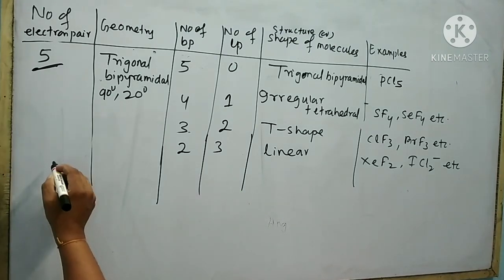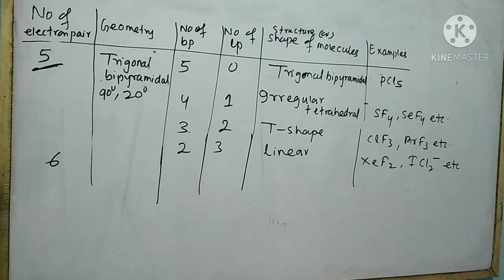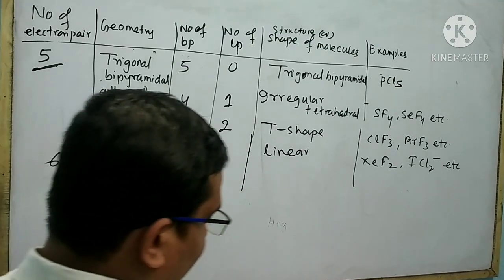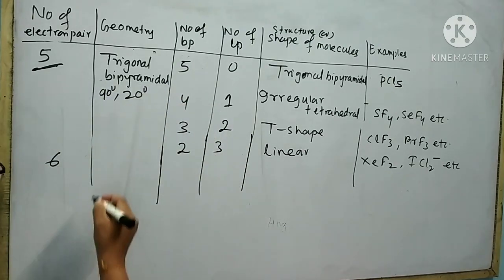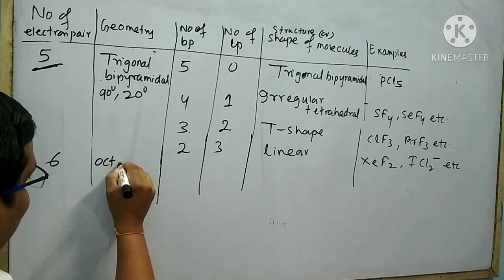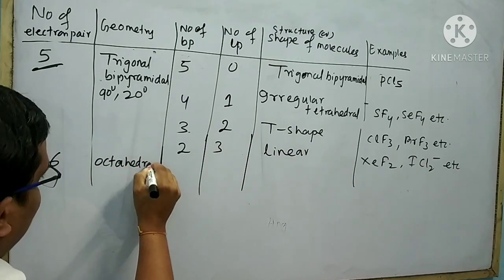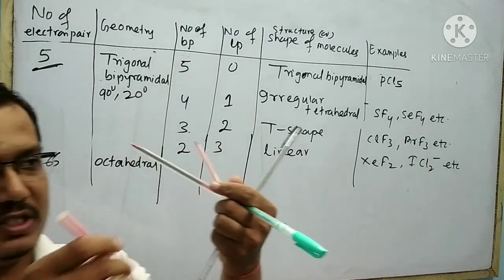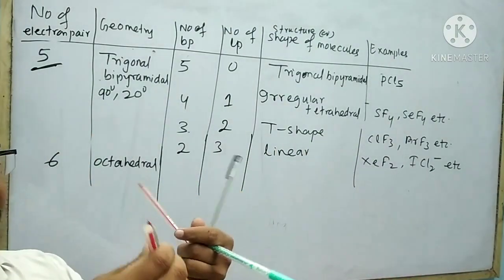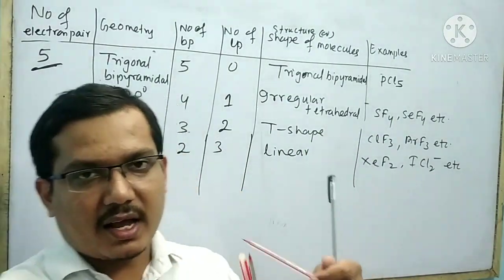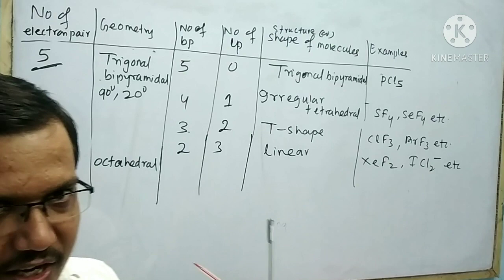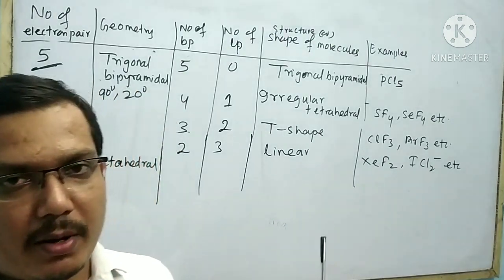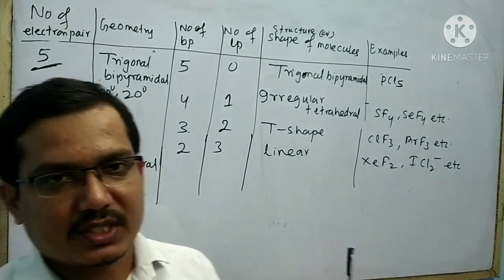Suppose a molecule has 6 electron pairs, then the geometry of the molecule is octahedral. Suppose these are the 6 electron pairs, then the 6 electron pairs are arranged in such a manner that they maintain the minimum repulsion and maximum stability.